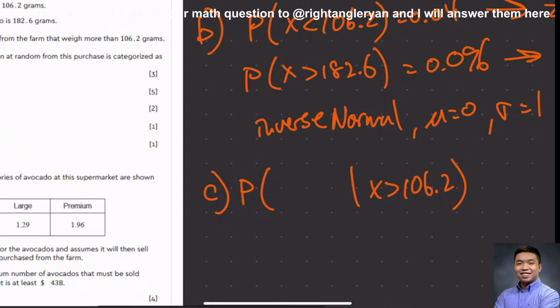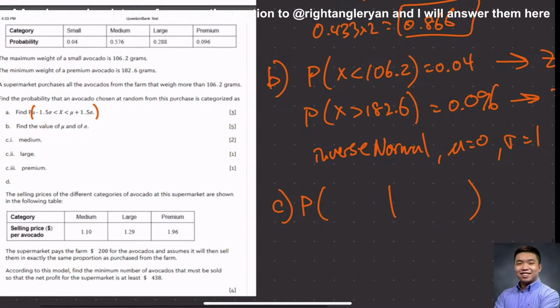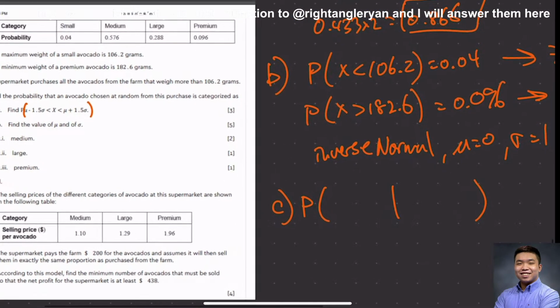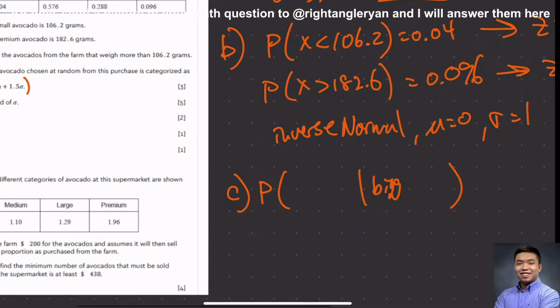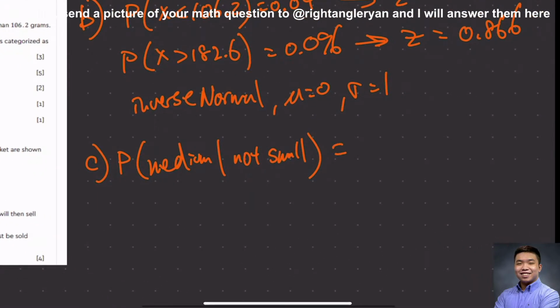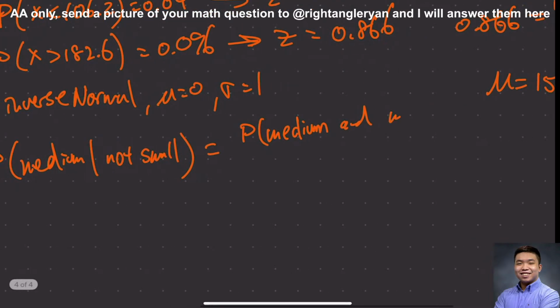So instead of doing this, what we can do is just write, we know it is bigger than 106.2. That means we know it's bigger than small, so not small. And we want to find the probability that it's medium, given that it's not small. So here we need to do the probability of medium and not small, divided by the probability that it is not small.